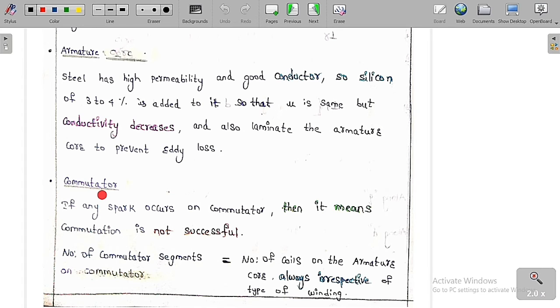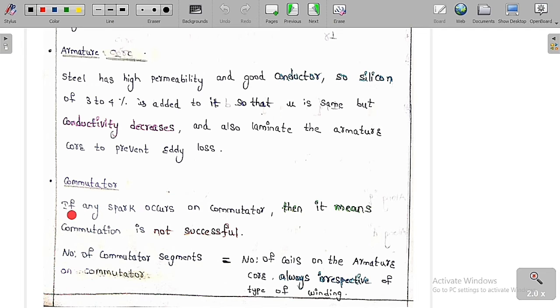So now we'll discuss the commutator. See, we have studied the yoke, the poles, and the armature core. I have already told you the yoke is not laminated, whereas the poles are laminated, and the armature core is also laminated. So now we will discuss the commutator.